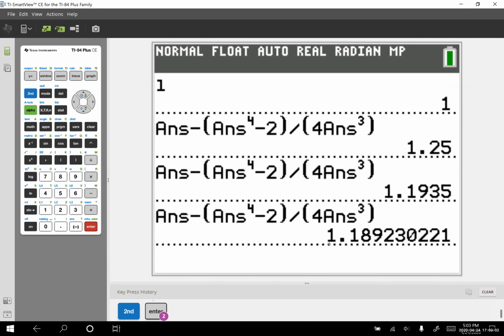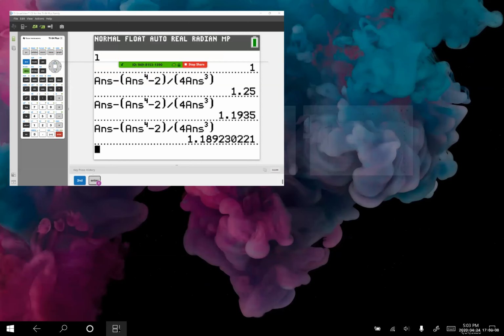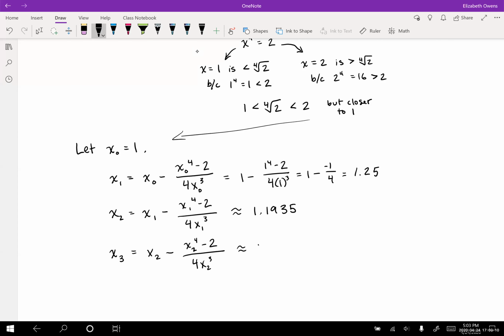All right, looks like we got 1.1892302. So I'll write 1.1892, and then just for our little reference, 1.1892302.